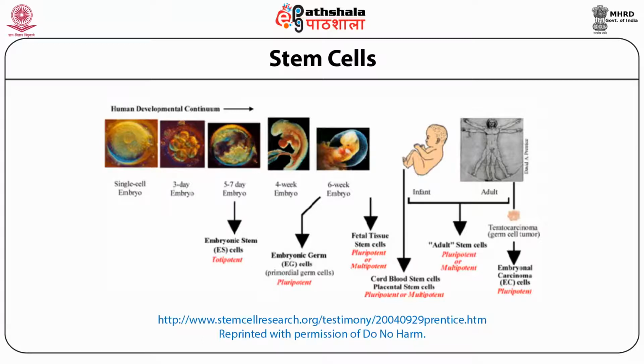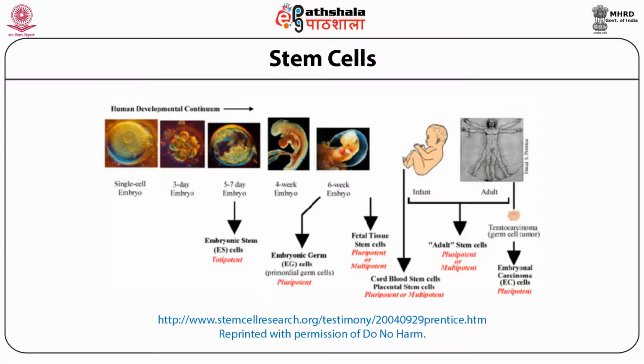And then it progresses to a 4th week embryo, then a 6th week embryo. Between the 4-week embryo and the 6-week embryo, if we isolate the embryonic germ cells, these are called pluripotent cells. And then there are fetal tissue stem cells, which are pluripotent or multipotent. Then between the infant and adult, when we obtain cells from different parts, these are called adult stem cells, and these can be pluripotent or multipotent also.